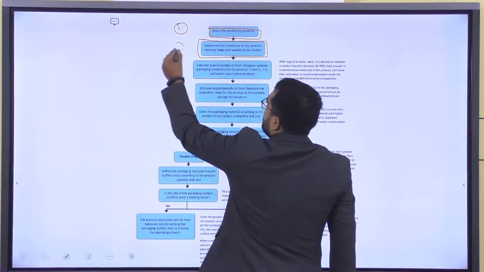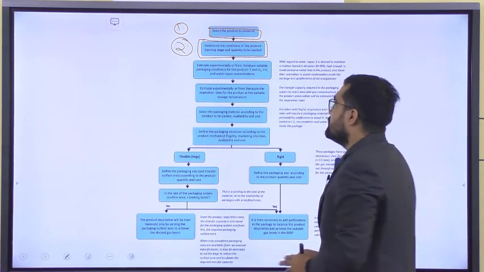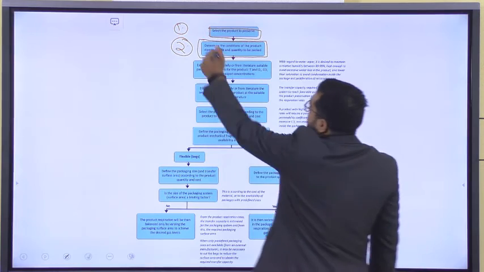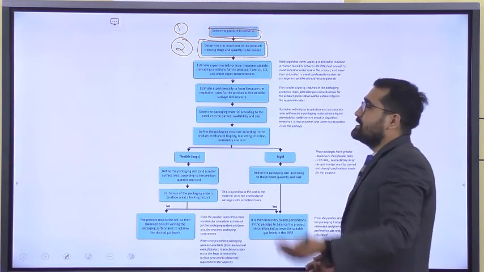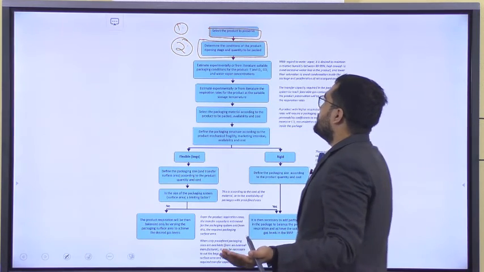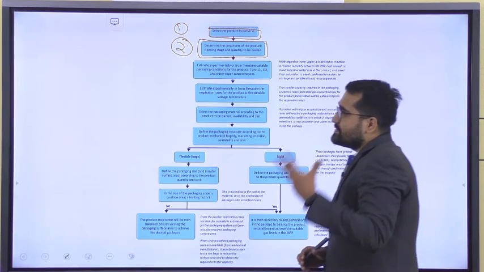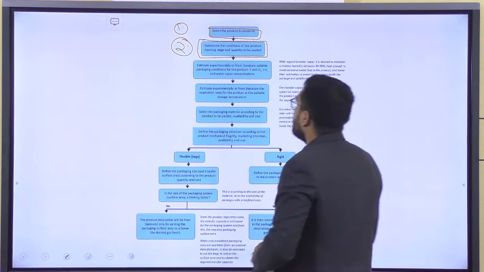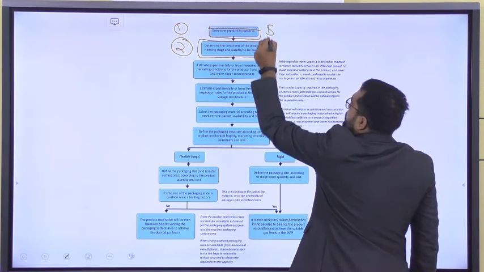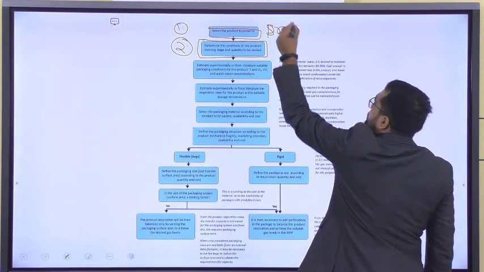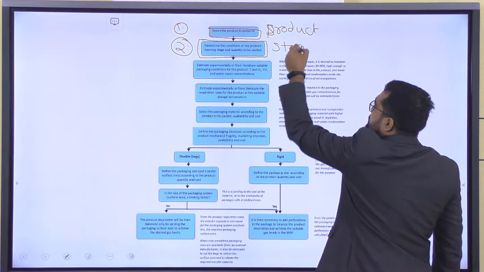So the first step is to select the product, whichever product we have to decide. The second is determining the condition of the product. Like in the case of fruits and vegetables, we determine the ripening stage and the quality to be packed. In short, this is the product, which product we are going to see, and this is the stage, at what stage the product is.